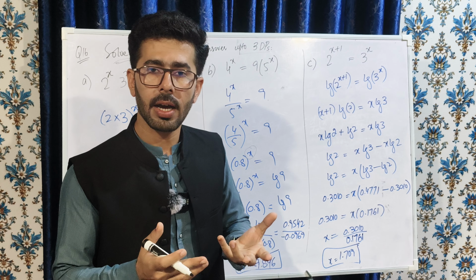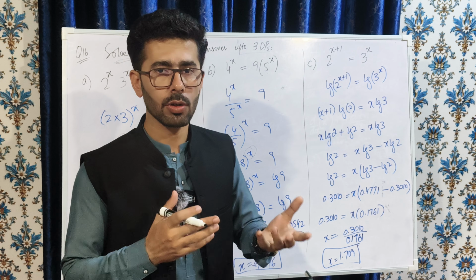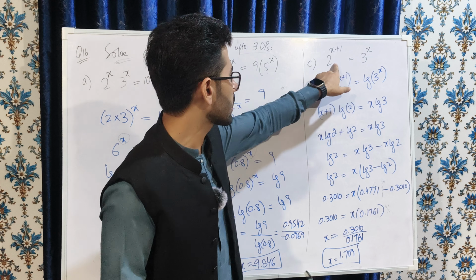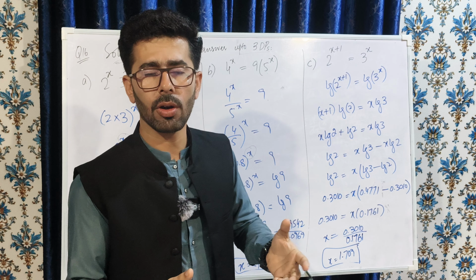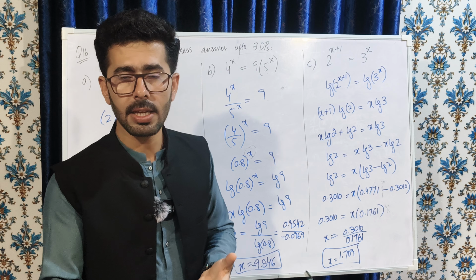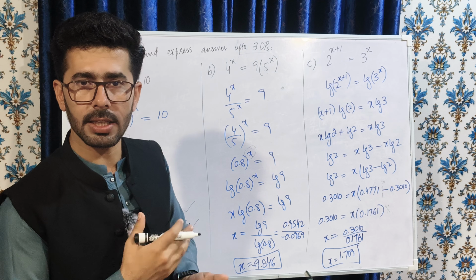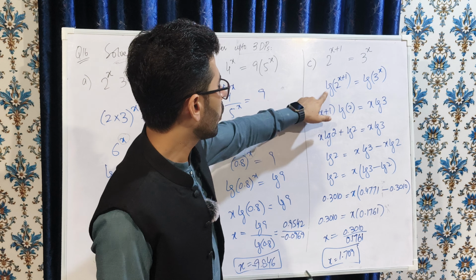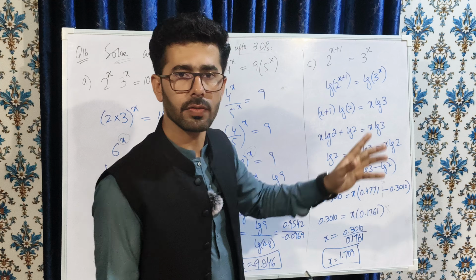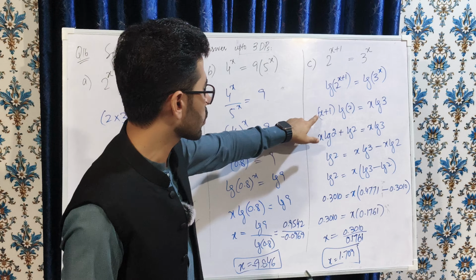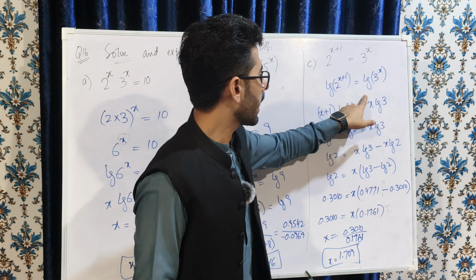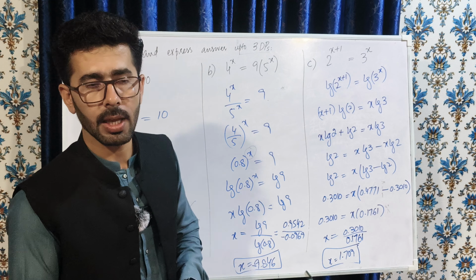I have a variable x in the exponent on both sides. There are a number of ways I can simplify this first and then apply log, or I can directly apply log and then simplify. So I have taken the second approach, to apply log first and then simplify. So we have log of 2 power x plus 1 equals to log of 3 power x. In both of the cases, the exponents will come down. So x plus 1 multiplied by log 2 equals to x multiplied by log 3.